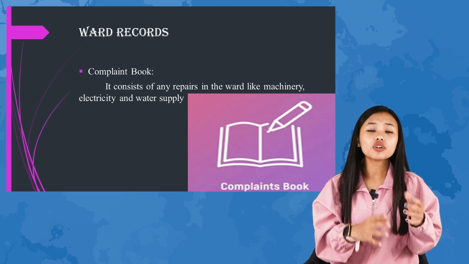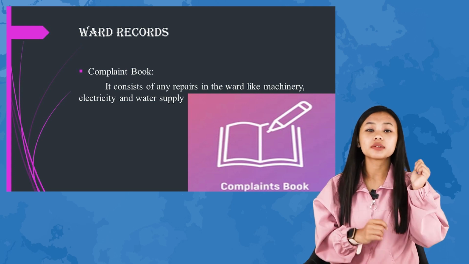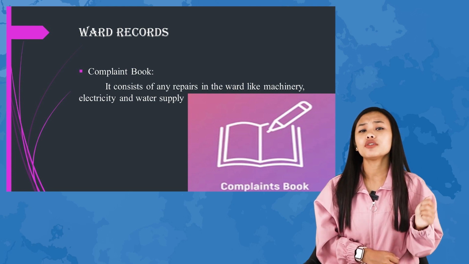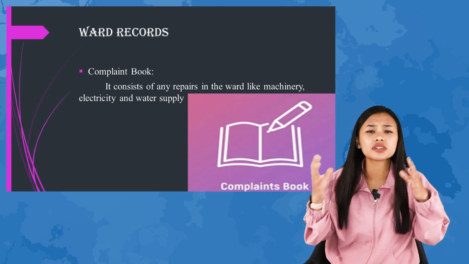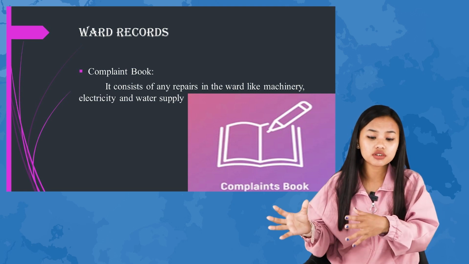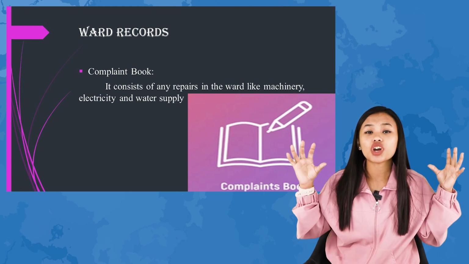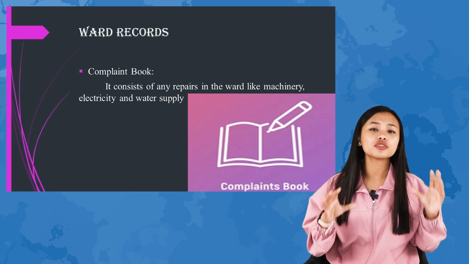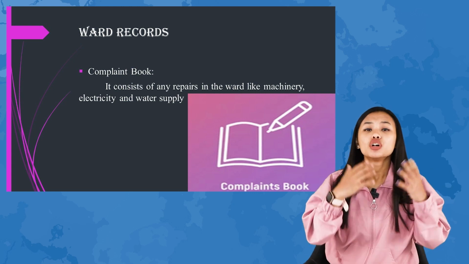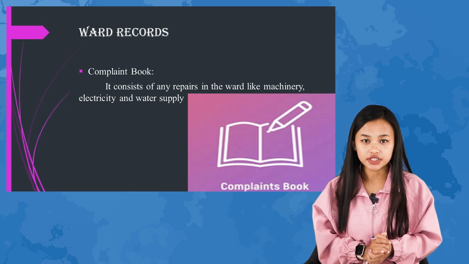So this complaint book is a book whereby all the complaints can be noted down. It will be consisting of all the repairs which is required in the ward, which can be related to the machineries, to the electricity, to the water supply, or even to the equipments which are present in the ward. So through the use of this complaint book, you will be able to document all these complaints so that the necessary actions can be taken as soon as possible.